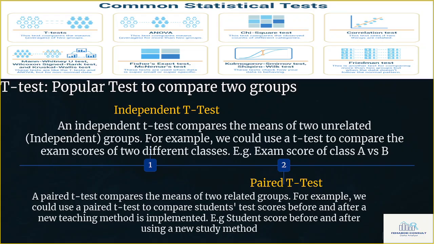Then we have the paired t-test. I'll give an illustration after this explanation. After that, if you have a question, you may also raise it. The paired t-test compares the means of two related groups. For example, we could use a paired t-test to compare student test scores before and after using a new teaching method. I used a paired t-test in one of my master's projects, where I was looking at student scores.